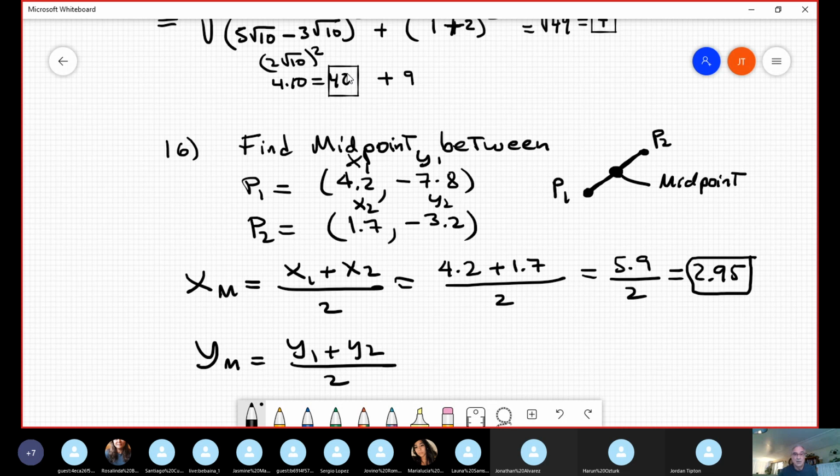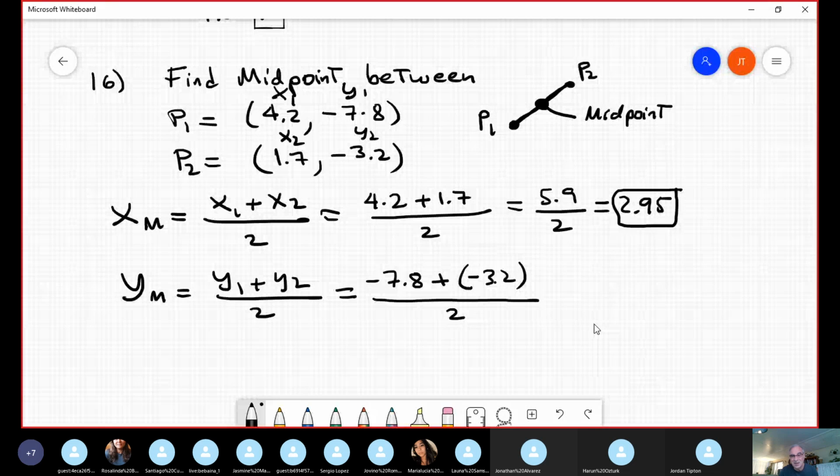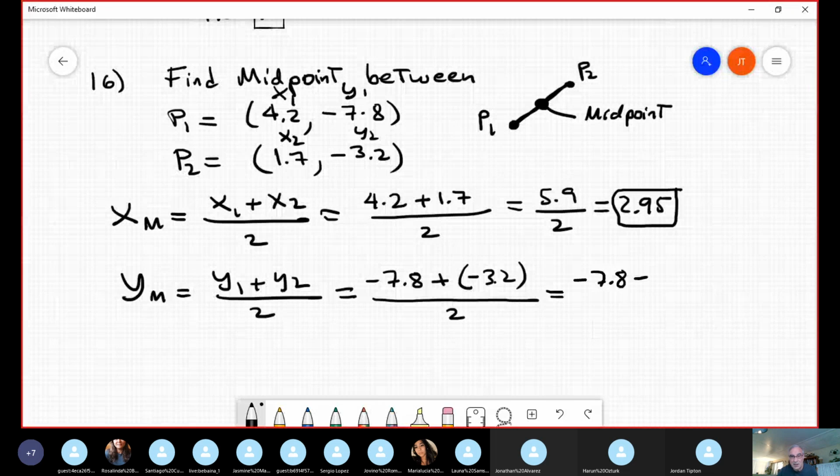Likewise, this is Y1. Y1 is minus 7.8 plus minus 3.2 divided by 2. But again, we have the dollar sign. I hate the dollar sign. I don't like it. Actually, I never write like that on my paper. But I explained to you, plus and minus is negative. So negative 7.8 and negative 3.2 divided by 2.